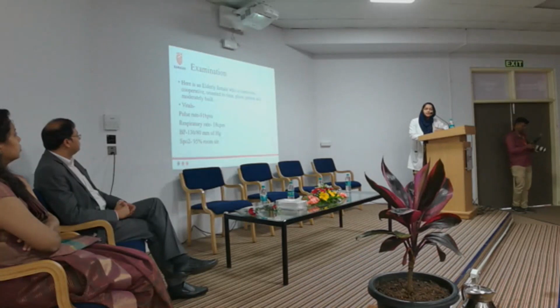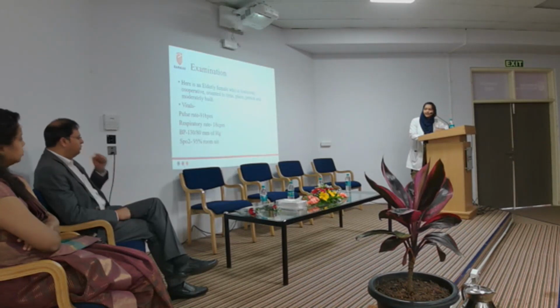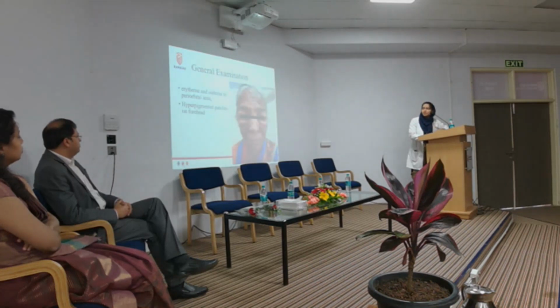On examination, there was an elderly female who was conscious, cooperative, oriented to time, place, person, and moderately built. Vitals: pulse rate was 91 beats per minute, respiratory rate 18 cycles, blood pressure 130 by 80, and saturation was normal, 95%. So this was the patient. On general examination, she had erythema and edema in the periorbital area. Hyperpigmented patches were noted on the forehead.